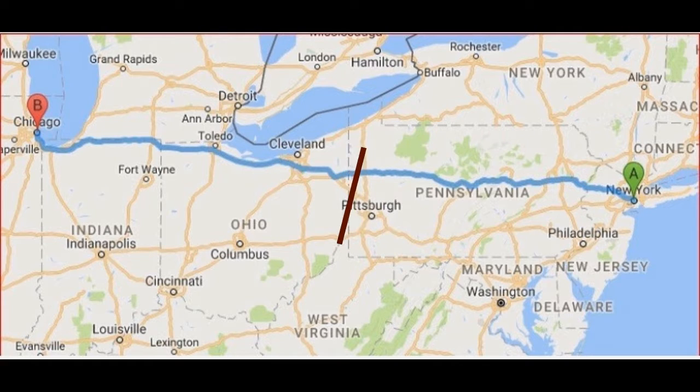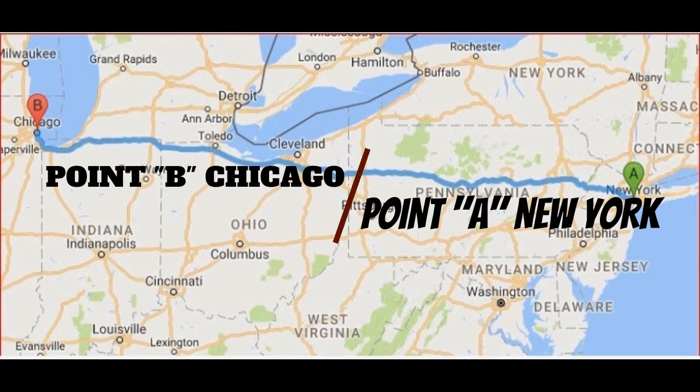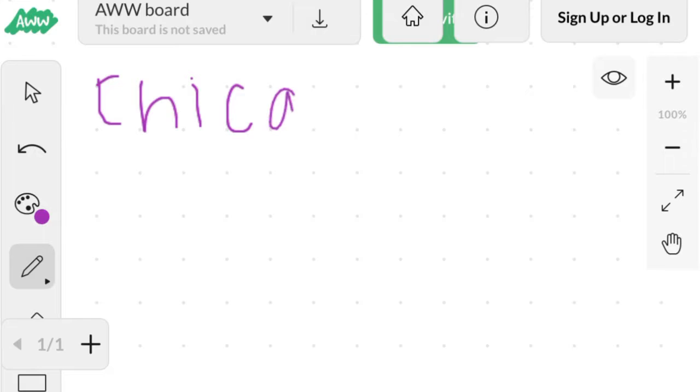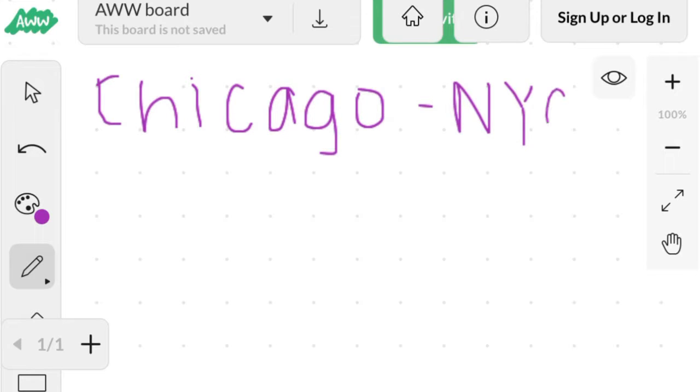What we have to do is get from point B to point A. As you can see, point B is Chicago and point A is New York City. From Chicago to New York City, it is 720 miles in 12 hours. Boom!